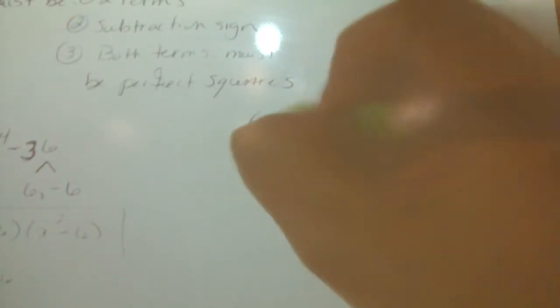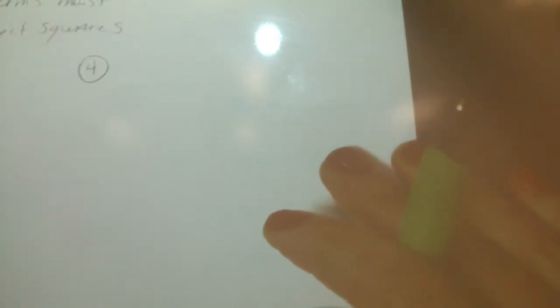Next one, number 4. Let's do y to the fourth minus 81. Let's break down that y to the fourth to y squared and y squared, and then the 81 to 9 and negative 9. So I've got y squared plus 9, y squared minus 9.